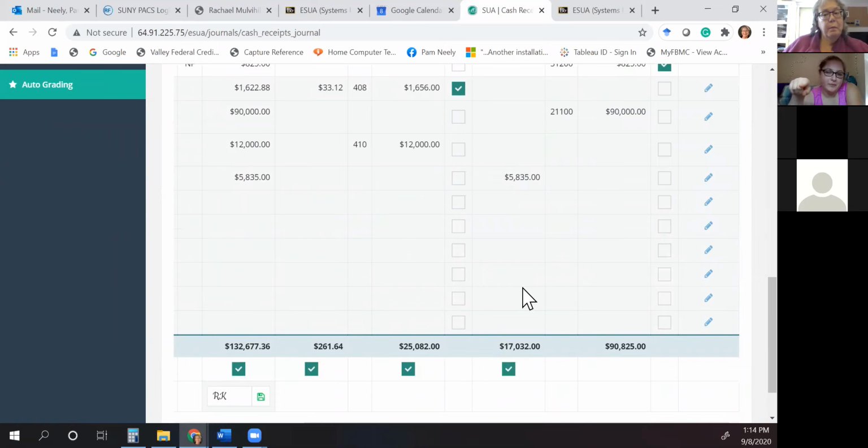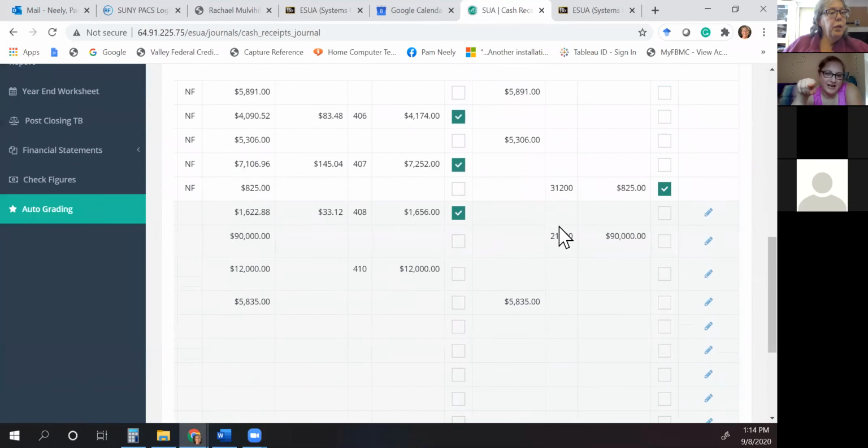And that note payable, that's the one I can't get to check. I sent you an email. Don't worry about it, because that's the one they're having trouble with the auto grading too. So not to worry. All right, I'm going to put that in my notes. Okay. Anything else?